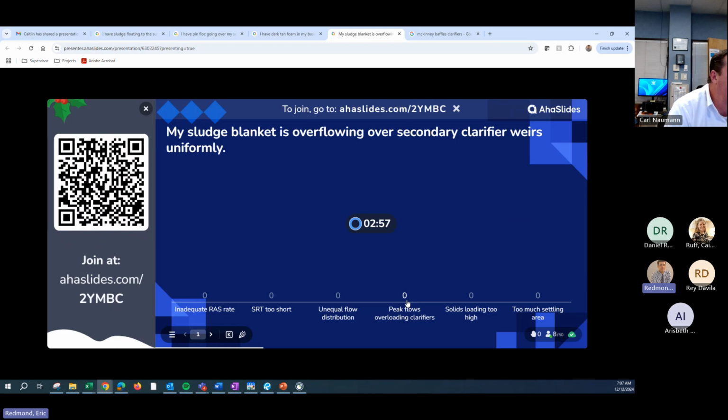my sludge blanket is overflowing over the secondary clarifier weirs uniformly. And pick up on the words there. They're using certain words specifically.